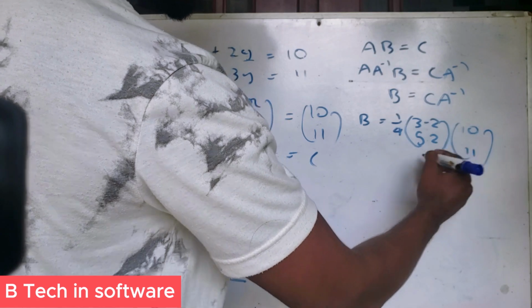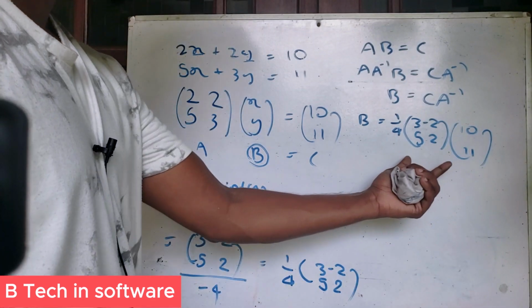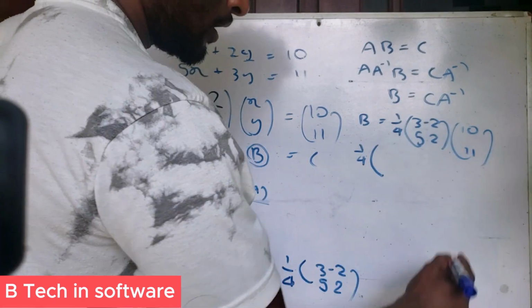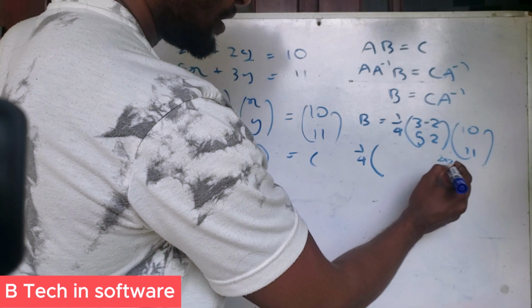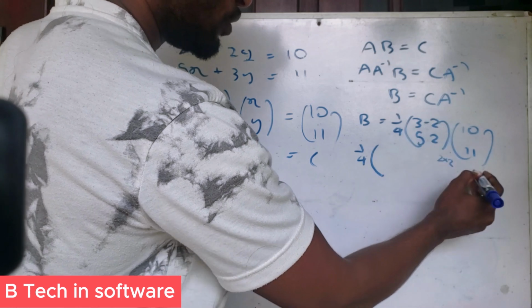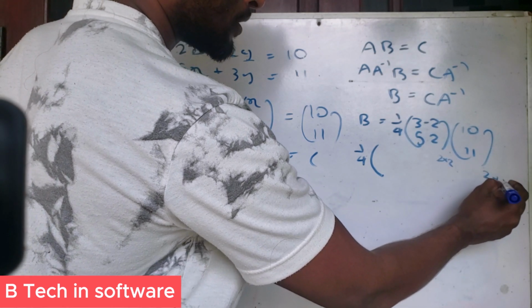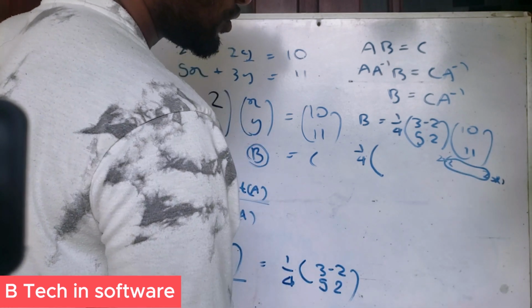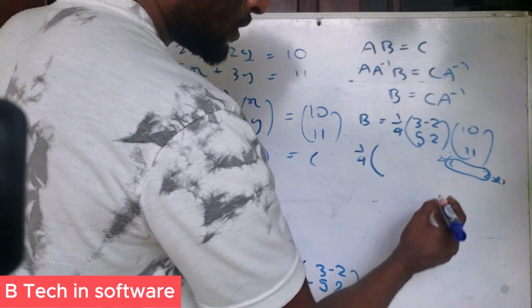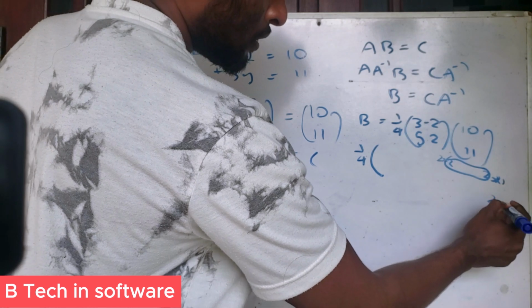Now you can see we can multiply these two matrices. To multiply two matrices, we need to know the dimension of this matrix. This is 2 by 2 matrix. This is 2 by 1 matrix. Now you can see we can multiply these two matrices. The output matrix dimension is 2 by 1 matrix.